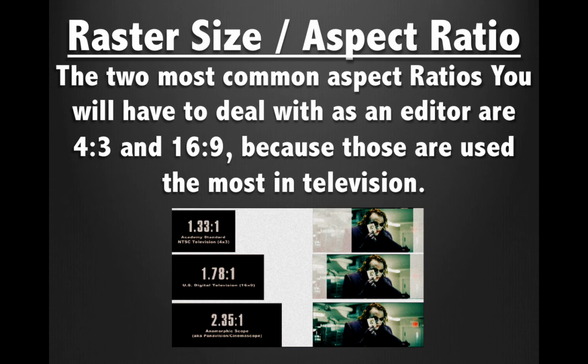The two most common aspect ratios you will have to deal with as an editor are 4:3 and 16:9, because those were the most common. 4:3 will be common because there are 50, 60, 75 years plus of 4:3 footage that you will have to deal with. And then 16:9 because that's what's going on most TVs out there. So those are the ones that you'll see most commonly, but you'll run into other ones.